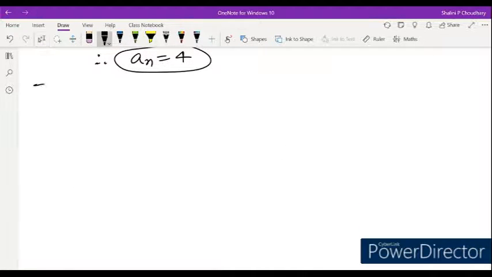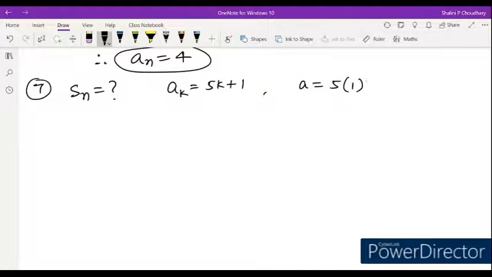Now we'll move to question number 7. We have to find out the sum to n terms, Sn, of the AP whose kth term ak is equal to 5k plus 1. So what will the first term be? The first term a will be equal to 5 into 1 plus 1, that is 6, and the last term an will be equal to 5n plus 1.